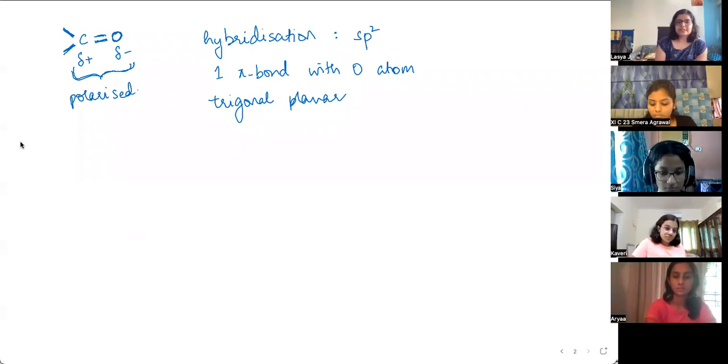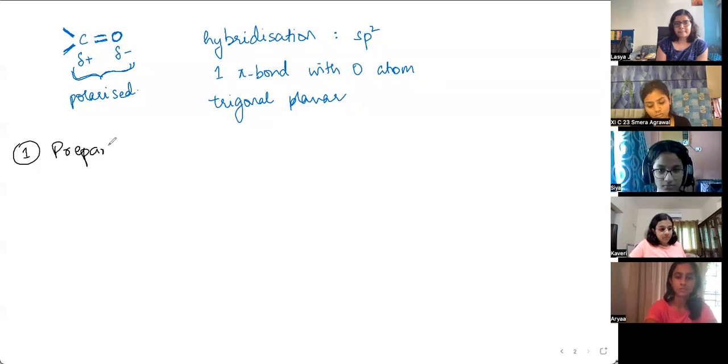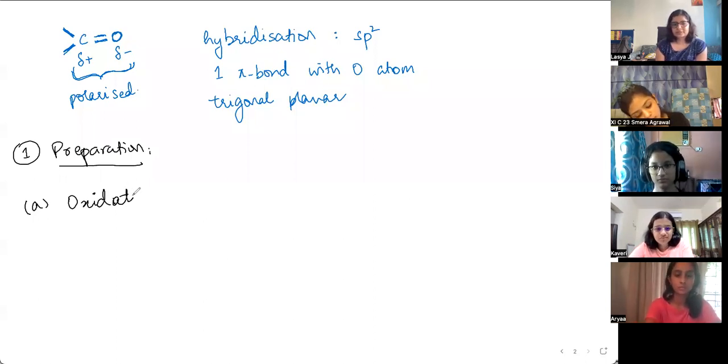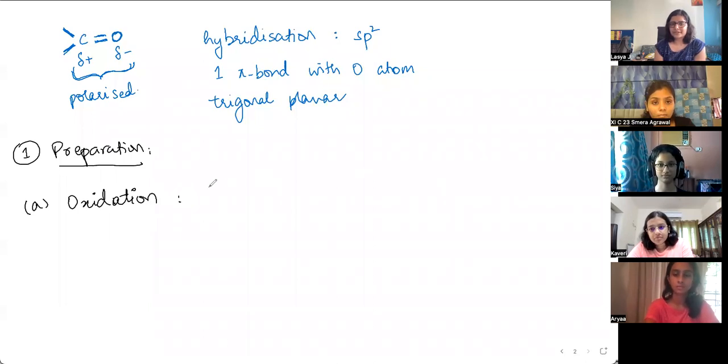So we'll start the first section, preparation. First method of preparation, we look at oxidation. There may be different ways of oxidizing, but this reaction is something that you know very well. So what do you oxidize in order to get aldehydes or ketones?